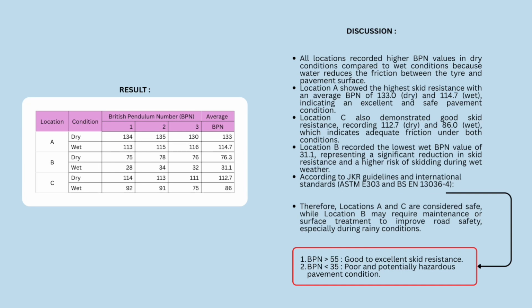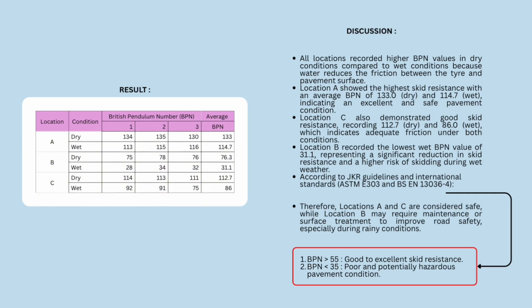Discussion for skid resistance test. All locations recorded higher BPN values in dry conditions compared to wet conditions because water reduced the friction between the tire and pavement surface. Location A shows the highest skid resistance with an average BPN of 130 for dry and 140.7 for wet, indicating an excellent and safe pavement condition.